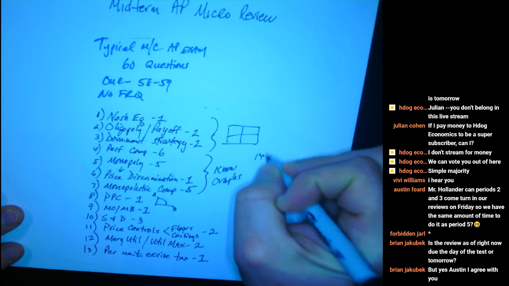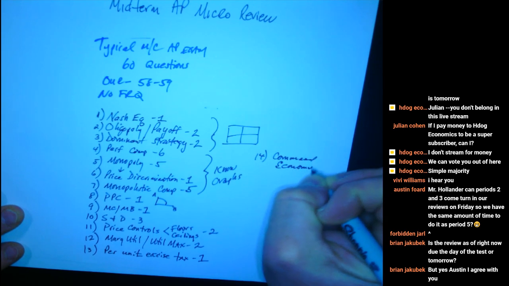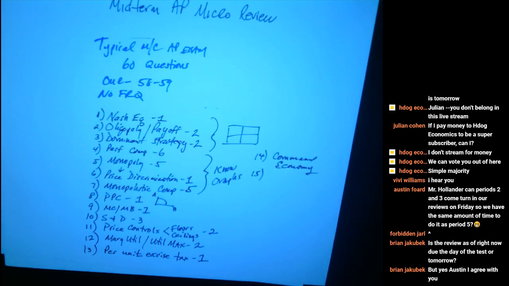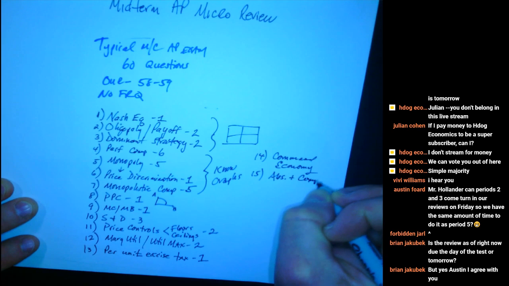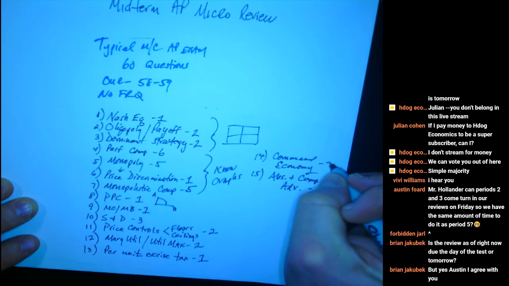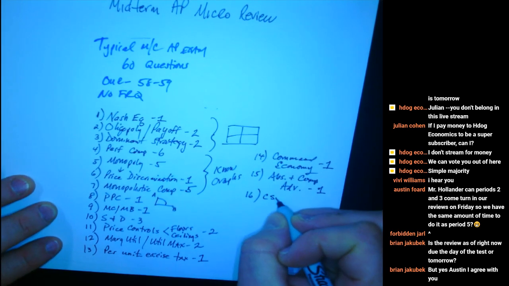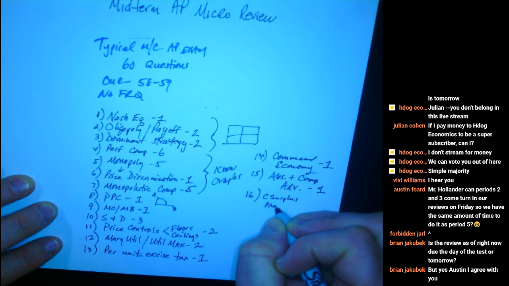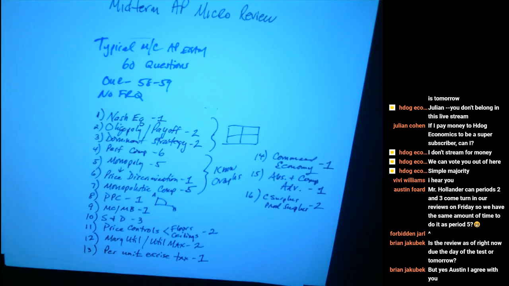You also have to know what a command economy is. We talked a little bit about that at the beginning of the year as well. Definitely know, going back to the first unit, absolute and comparative advantage. There is 1 question on that. Consumer surplus and producer surplus. There are 2 questions that pertain to that.